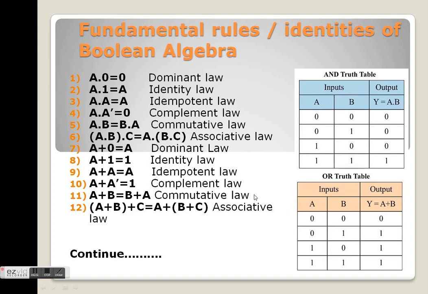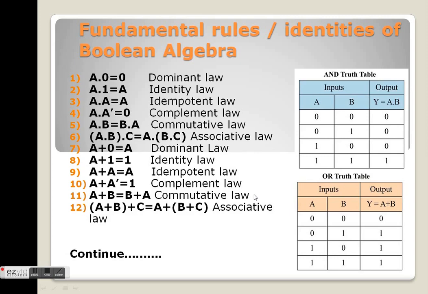It means that when we apply the AND operation between any variable and 0, we will always get 0 in the result. We can verify this identity from the AND truth table also. Here we can see whatever the value of A, if the value of B is 0, then the output is 0. This identity is known as dominant law.